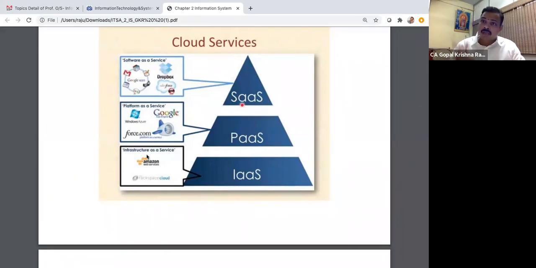Nowadays, many companies have come forward. What are they giving? They'll give infrastructure as a service. You need not keep all your data with you. You upload all your data in a space. I'll give you some 10 TB of space. TB means terabyte.